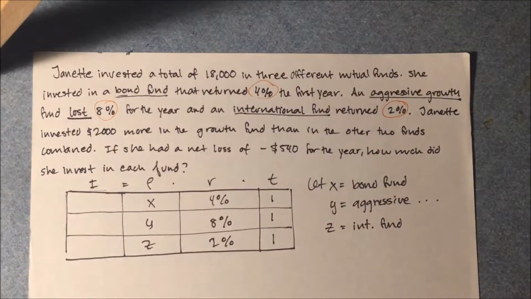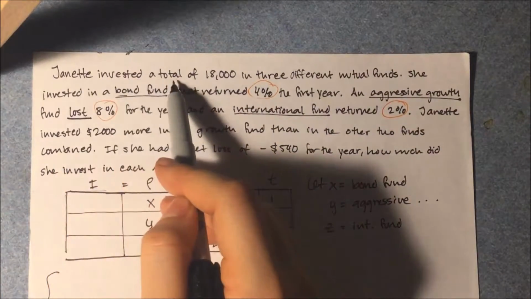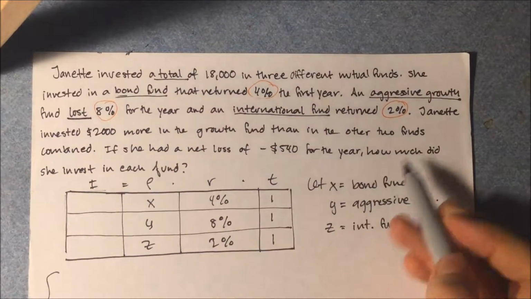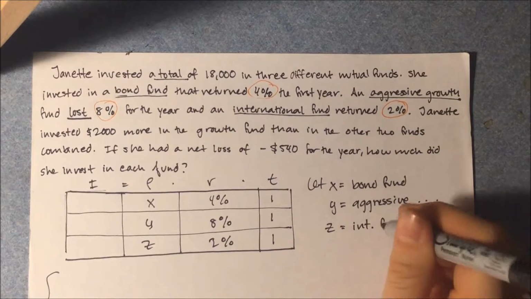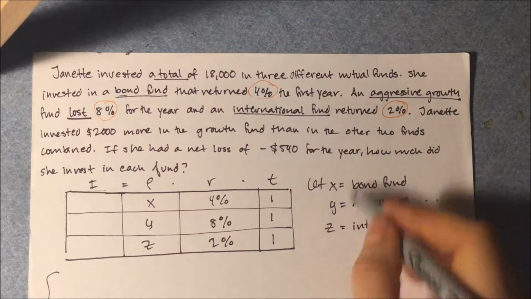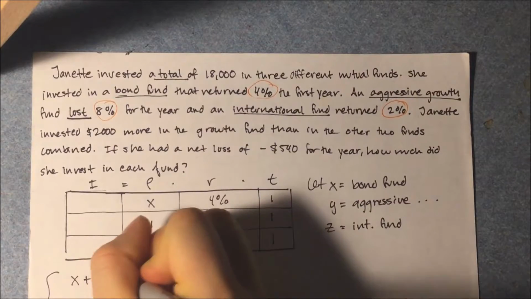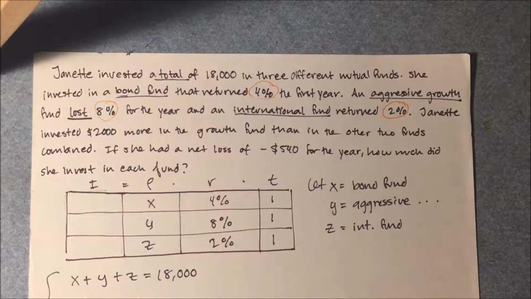Okay, so first things first, I need to figure out from these sentences different ways I can relate my variables. When I read my first sentence, I see that Jeanette invested a total of $18,000. That means the amount that she invested for the bond fund, and the amount she invested for the aggressive fund, and the amount for the international fund, is all together going to equal $18,000. And I know how to write that as an equation. Okay, so now I need to find 2 more equations.